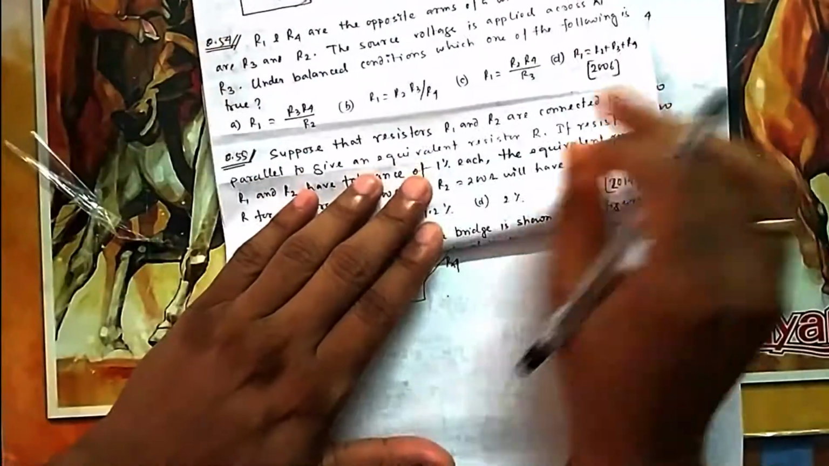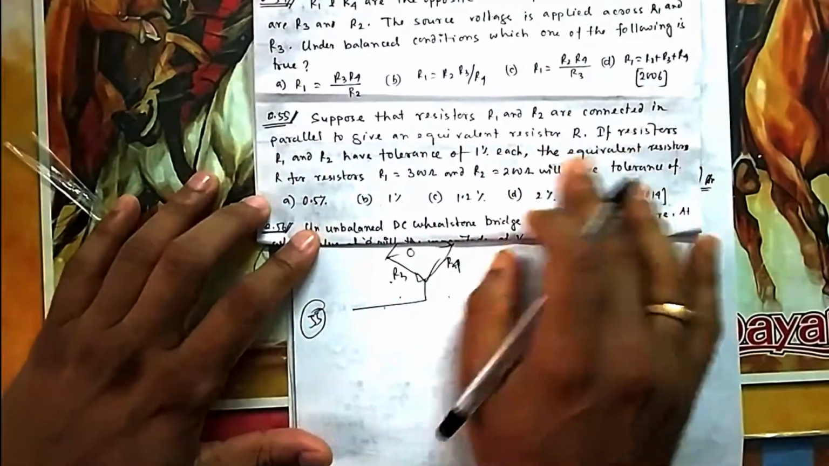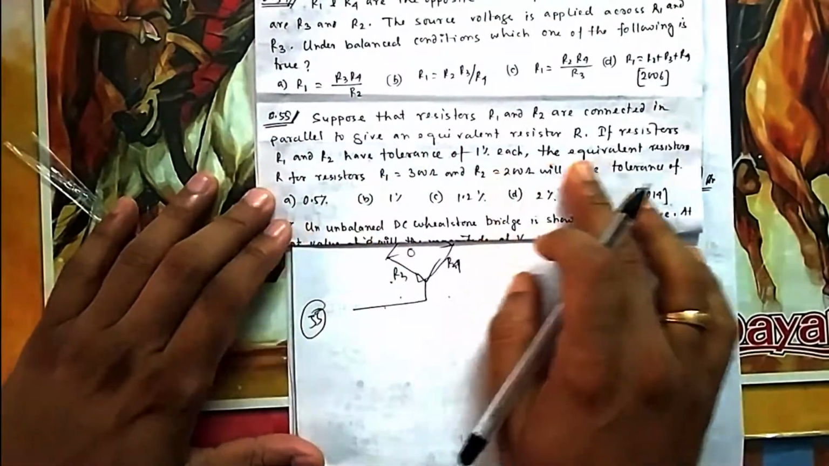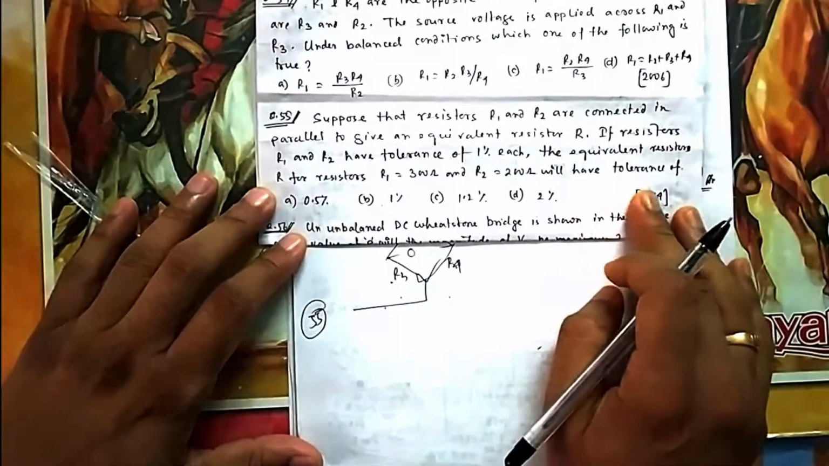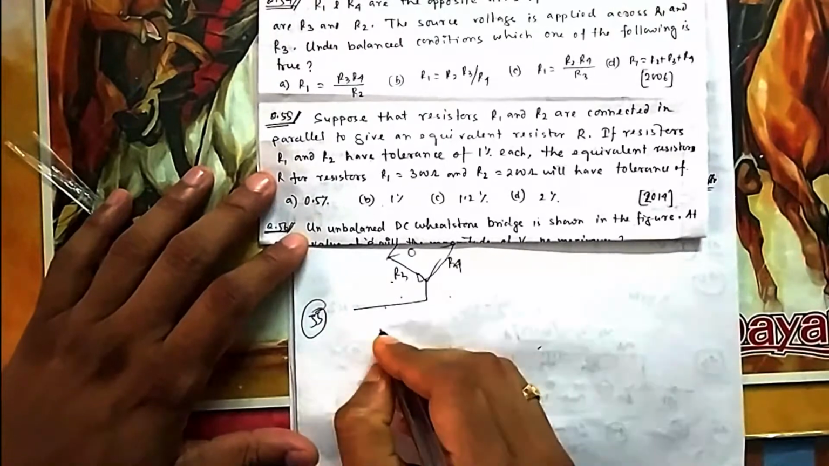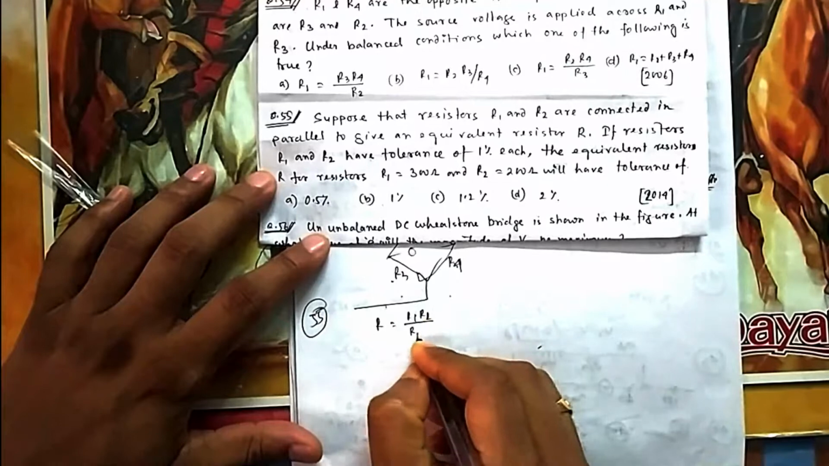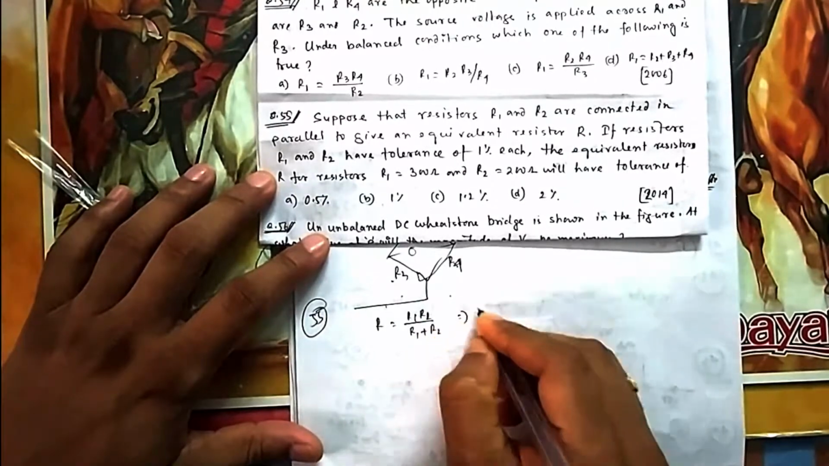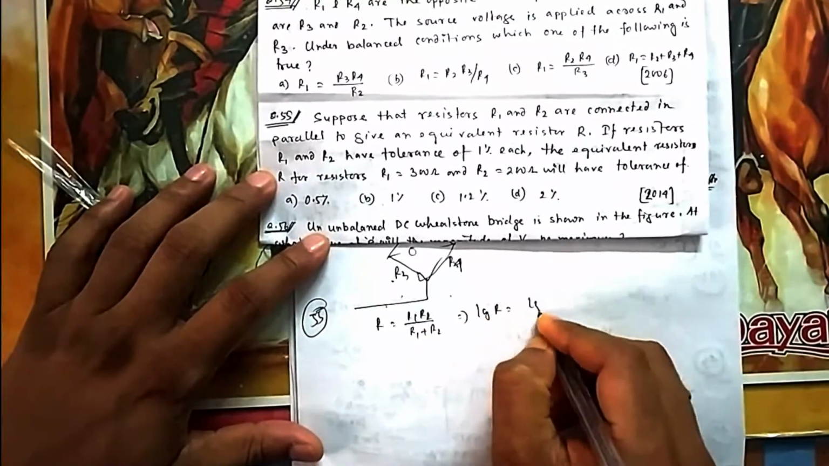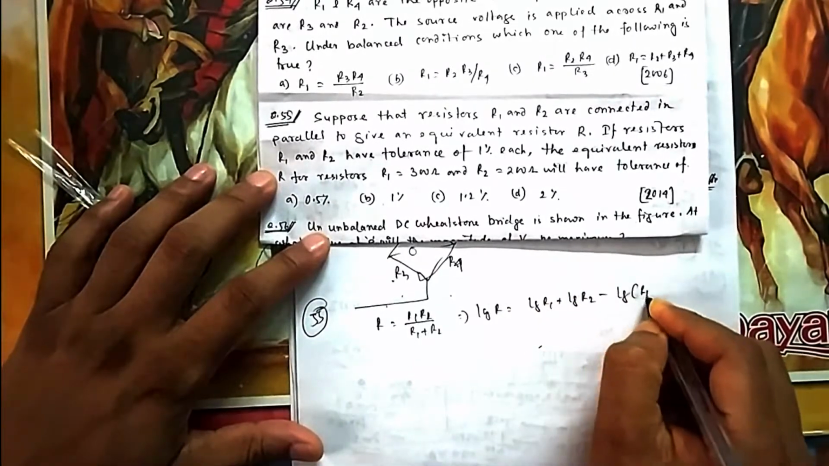Now if you come to 55, suppose the resistances are such that R1, R2 are connected in parallel to give an equivalent resistance R. This we have done. The tolerance of 1%, the equivalent resistance R of 300 and 200 will have a tolerance. We have done this in errors and measurement. These are parallel, so R is equal to R1 R2 divided by R1 plus R2. What I told you was to take logarithm on both sides. So log R equals log R1 plus log R2 minus log (R1 plus R2).